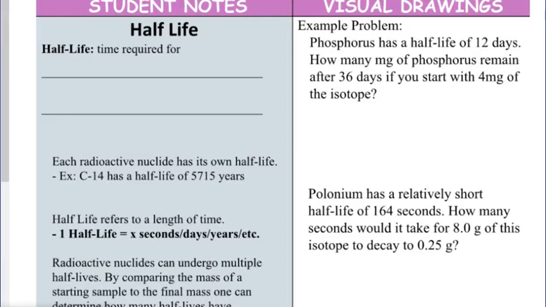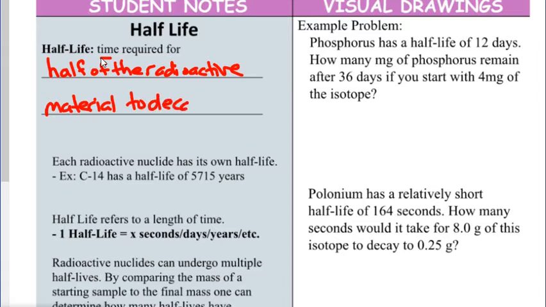All right, so half-life is always and foremost referring to time, and that's the time required for half of the radioactive material to decay. Okay, so some radioactive material decays very quickly, and it has a short half-life of a couple of seconds or a couple of minutes. And some radioactive material that's slightly more stable could have particularly long half-lives.